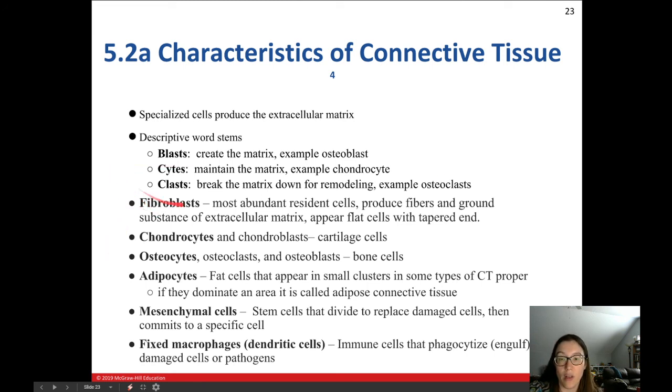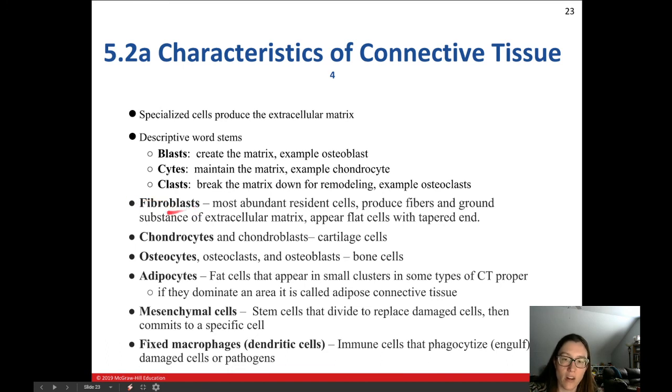So if we go through them, fibroblasts are the most abundant resident cell. They're found in all the connective tissue proper, right? Like the adipose or areolar connective tissue, reticular connective tissue, dense regular, dense irregular, and elastic connective tissue. They produce the fibers and the ground substance of the extracellular matrix. They appear flat, like flat cells with tapered ends, so they're probably some of the most common.